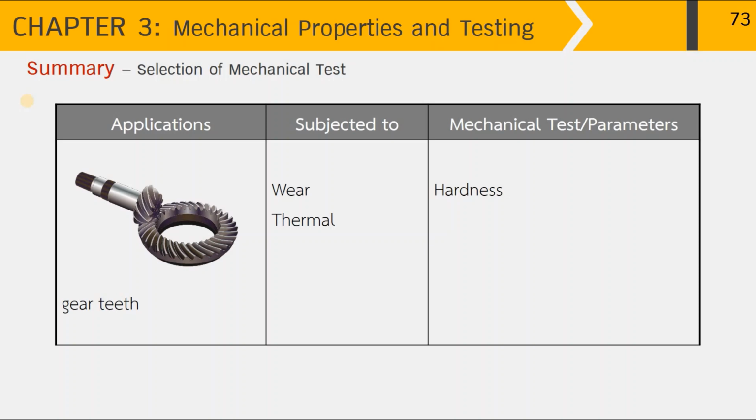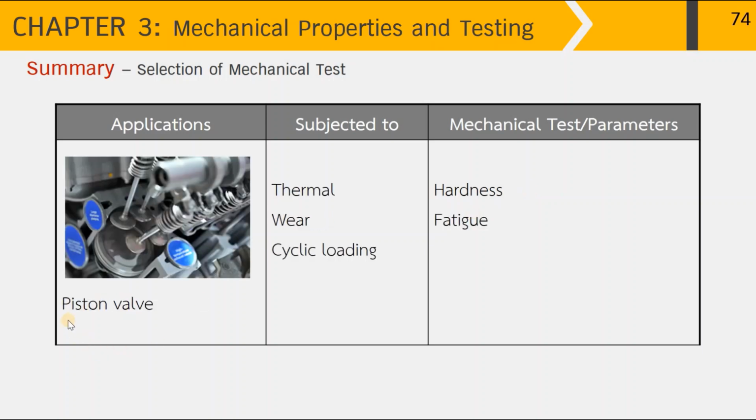First, the gear teeth. The gear teeth are subject to wear and thermal effects in service, and therefore the most suitable mechanical test would be the hardness test. The next example is the piston valve, which is subject to thermal effects, wear, and also cyclic loading. And therefore, the suitable mechanical tests would be hardness and fatigue.